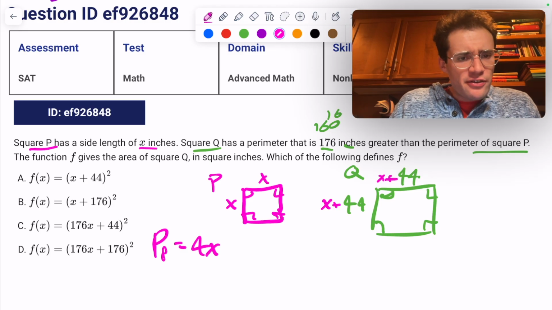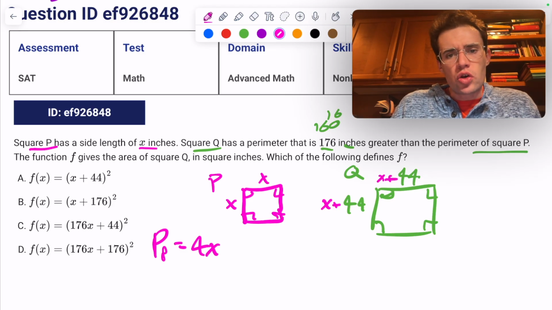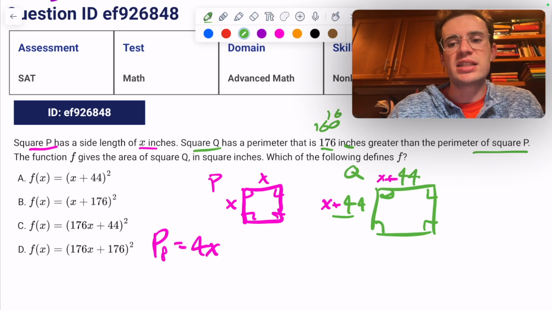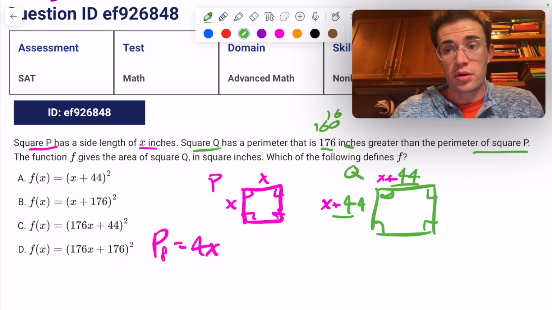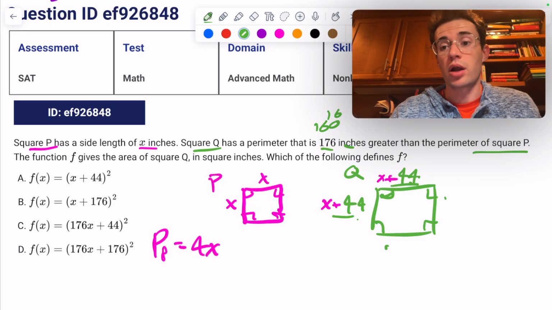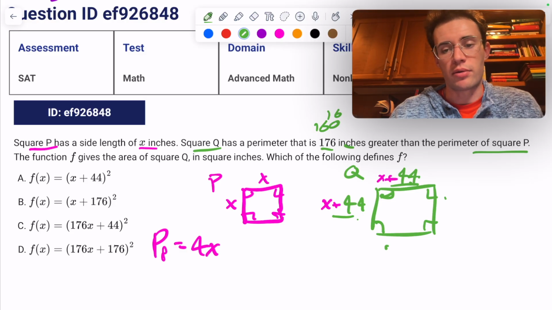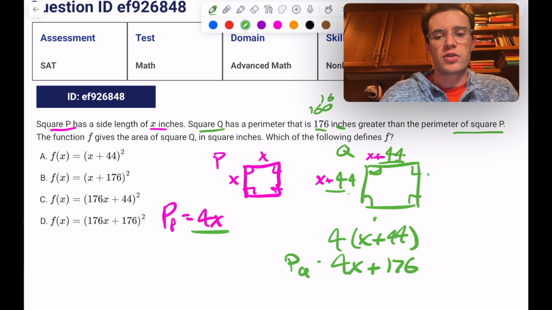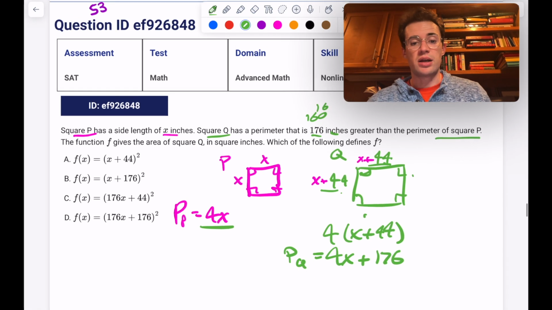The function f gives the area of square Q in square inches. Which of the following defines f? Okay, well, like we said, the lengths of the sides of Q are x plus 44, right? Because you're adding 44 4 times to the perimeter to get that 176. You can even check that if you want. 4 times x plus 44 gives you 4x plus 44 times 4, which is 176. So this would be the perimeter of Q. The perimeter of P, as we said, is just 4x.